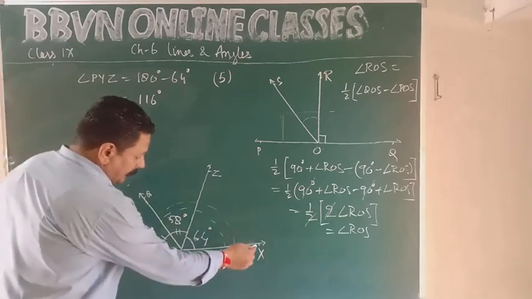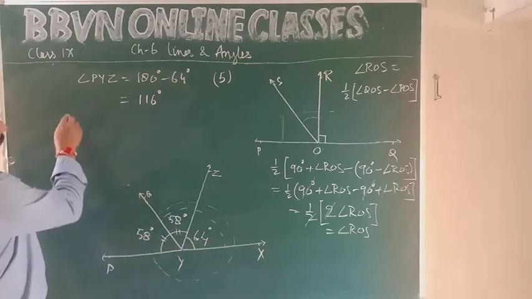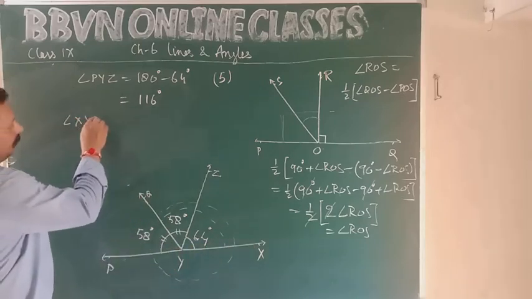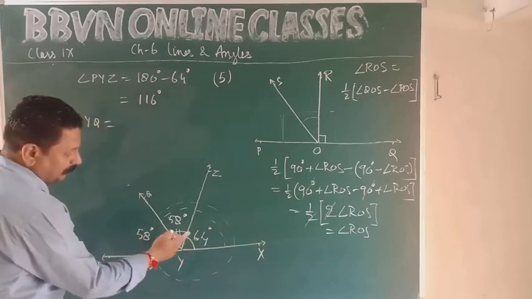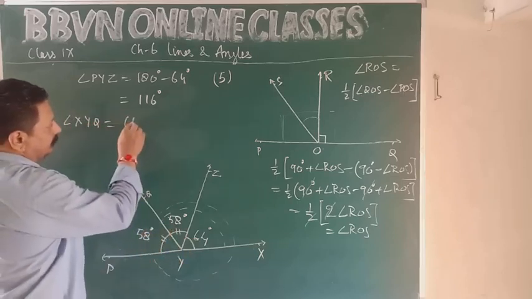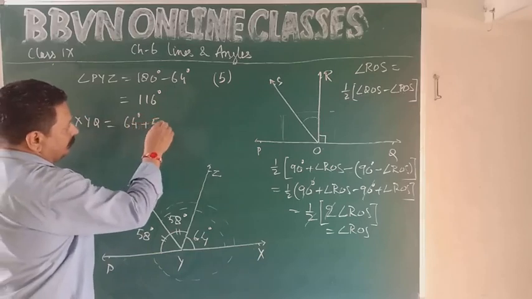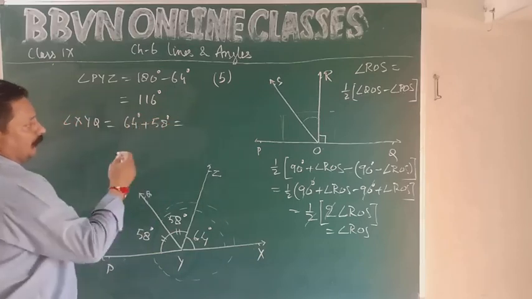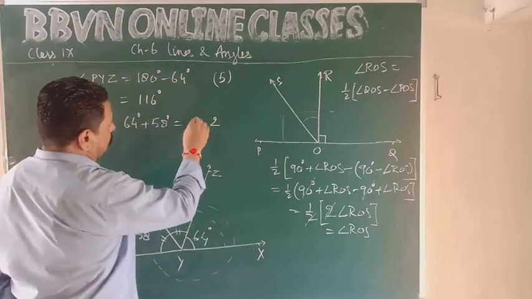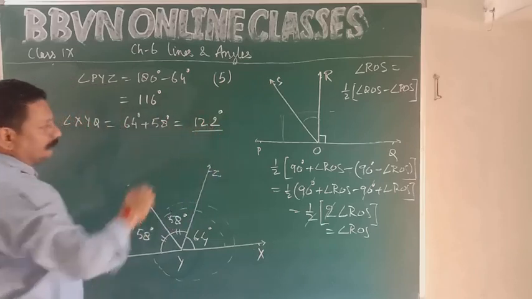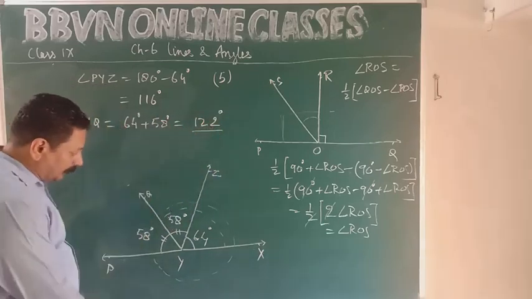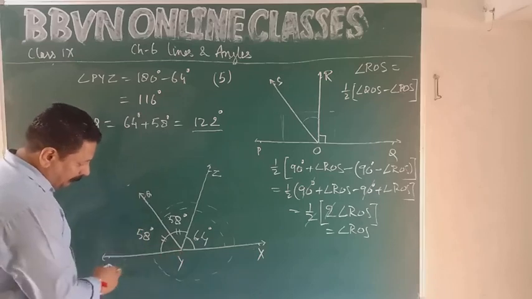Now we want angle XYQ. Angle XYQ is equal to 64 degrees plus 58 degrees. 64 degrees plus 58 degrees. How much? 122 degrees. Got it? Now we want reflex QYP.